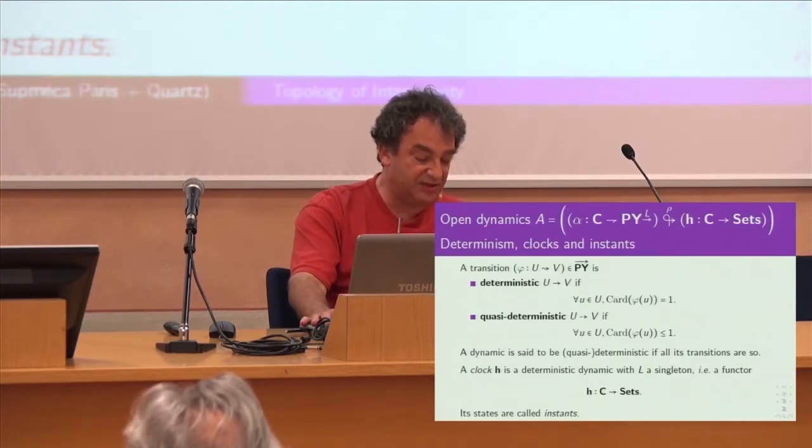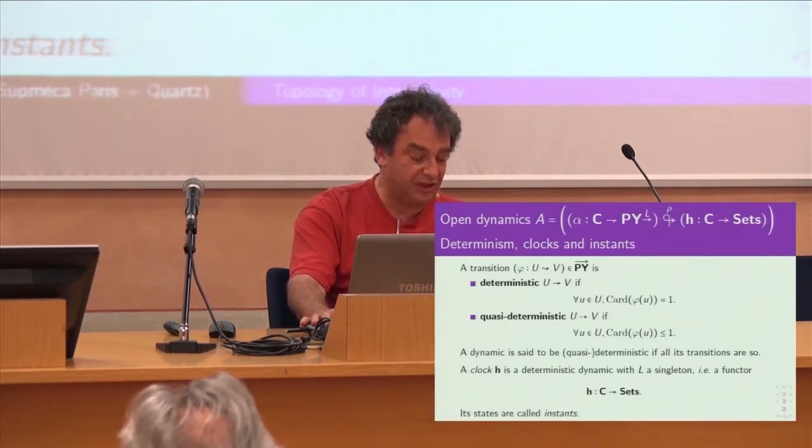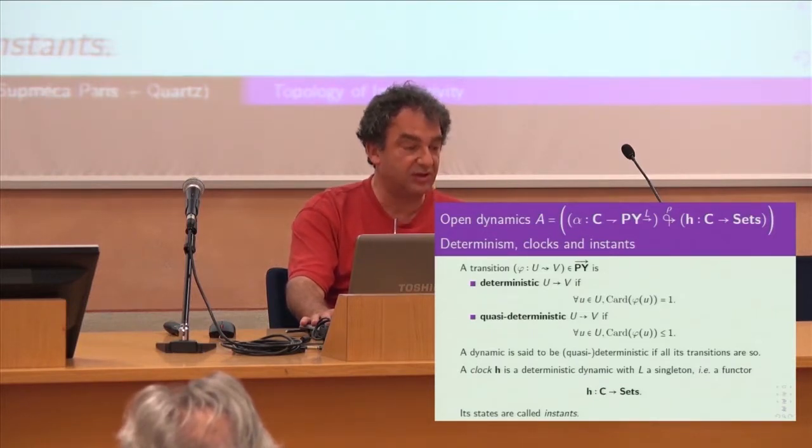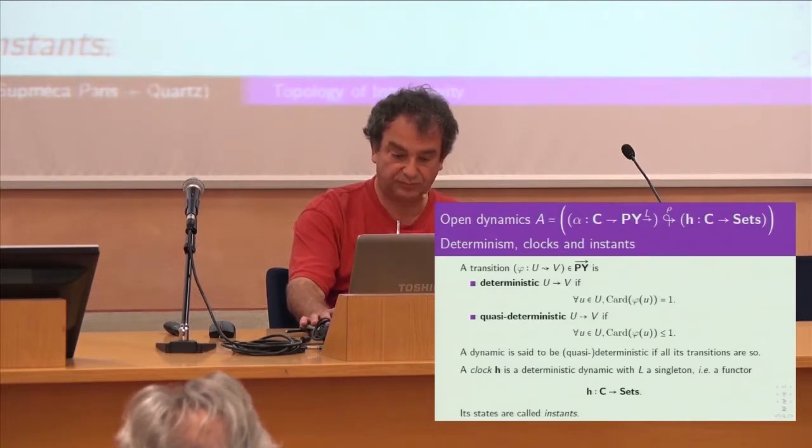A deterministic monodynamic, that is, with a parameter set that is a singleton, is called a clock. It is just a functor from the engine to the category of sets, and the states of a clock are called instances.